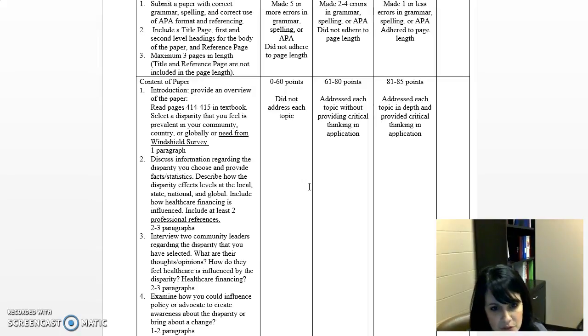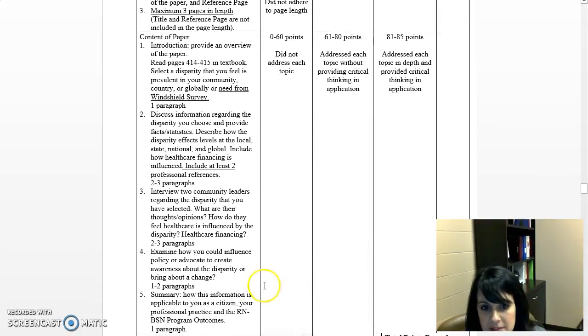And the last one is I want you to examine how you could influence policy or advocate to create awareness about the disparity or bring about a change. This is another big one because, again, we've identified the need, we've talked to our community leaders and got their feelings and their thoughts and opinions on this disparity. So my next step would be, well, how could I create this change? How could I bring awareness about this topic, about this health issue? And so that's 1 to 2 paragraphs.